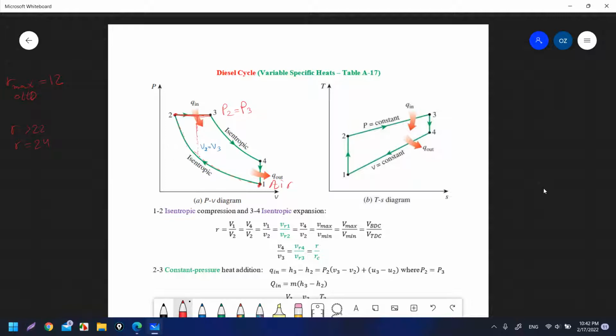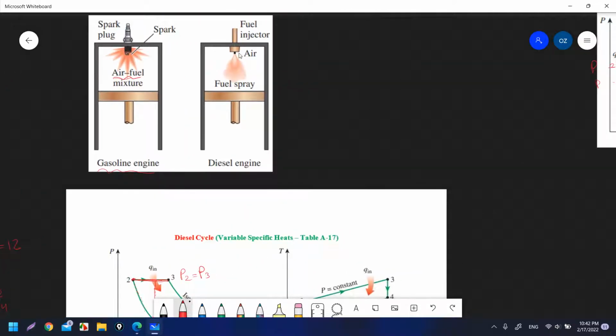Then after this we will have the fuel injector, and the fuel will absorb heat from the hot air and will burn without a spark. That is also another difference in the diesel cycle: we don't have a spark, but we have a fuel injector, and the fuel will absorb heat from the hot air and then burn by self-ignition. It doesn't need a spark.